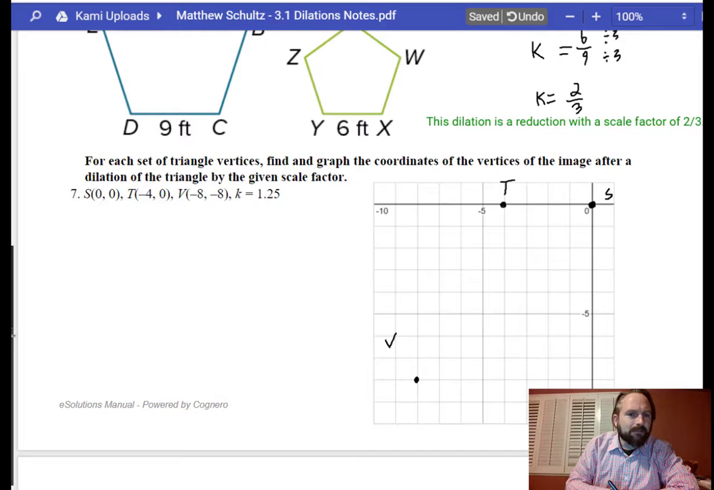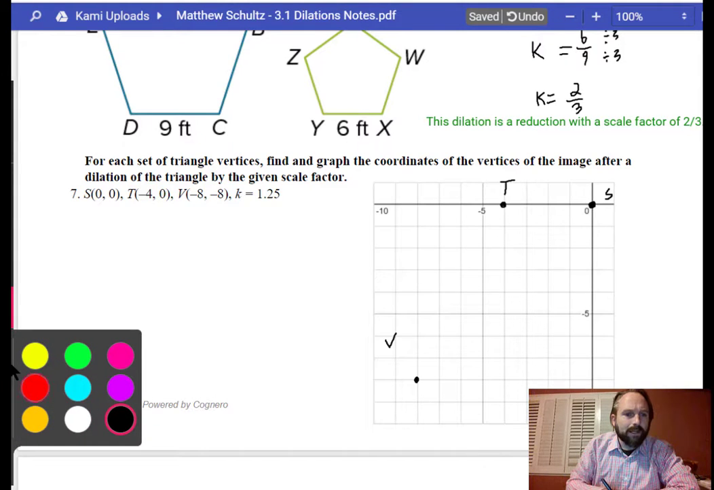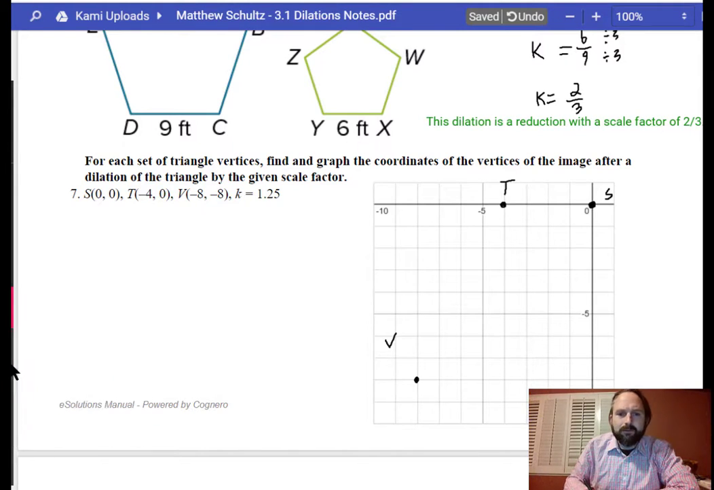So they want us, well, it's a triangle, so why don't we connect the vertices, or the points, right here? So here we go.